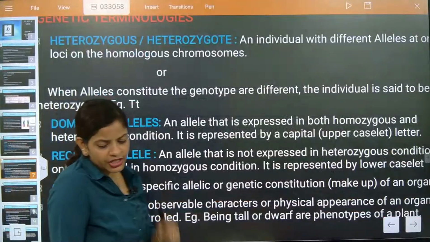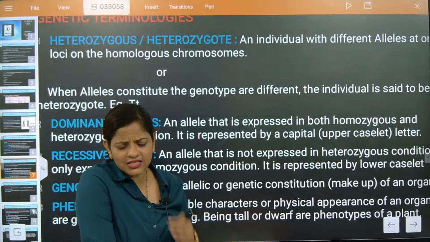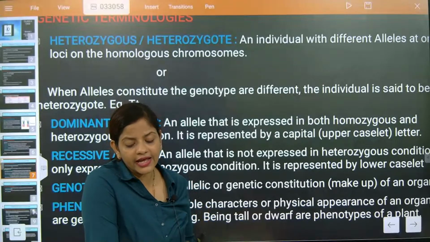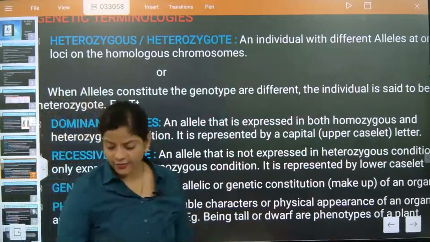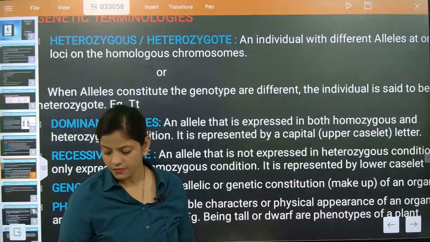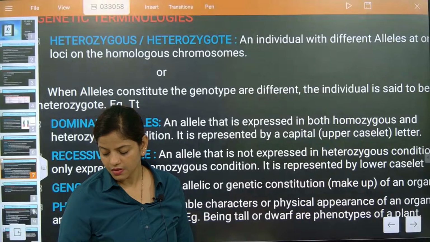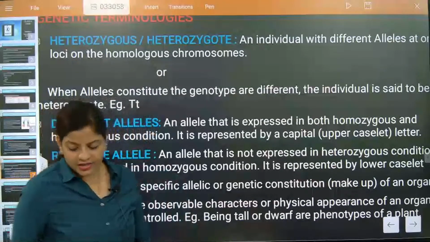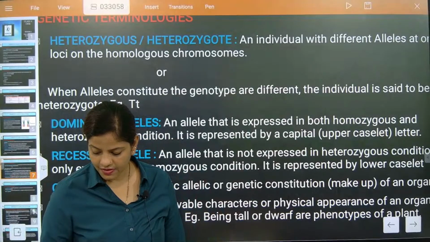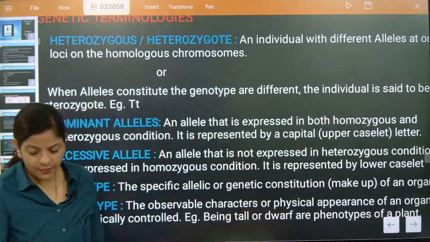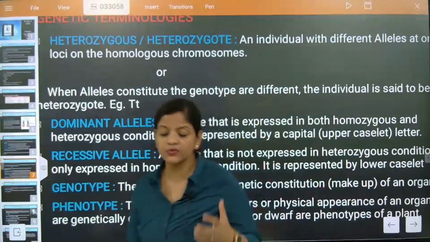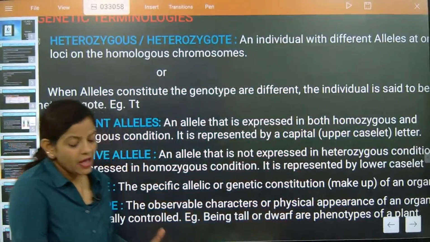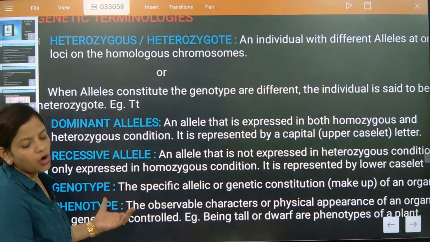See, what is the meaning of genotype? If somebody asks you the difference between genotype and phenotype, we are going to answer: the genetic constitution is considered the genotype, and the physical part which is visible is called the phenotype.